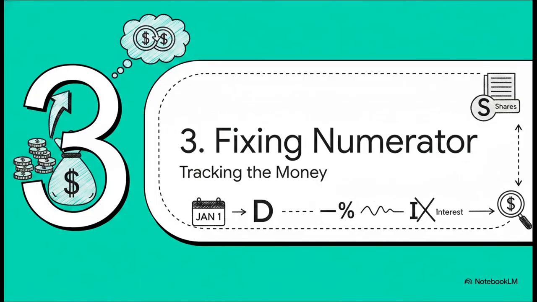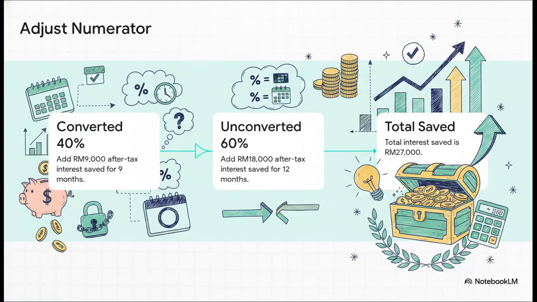All right, section 3, fixing the numerator. This is where we start tracking the money. Now, what's really interesting about this part is how beautifully the math chunks into two completely distinct pathways. The absolute secret here: separate the converted portion from the unconverted portion. Just split them up. Let's start with the 40% that actually converted on October 1st.